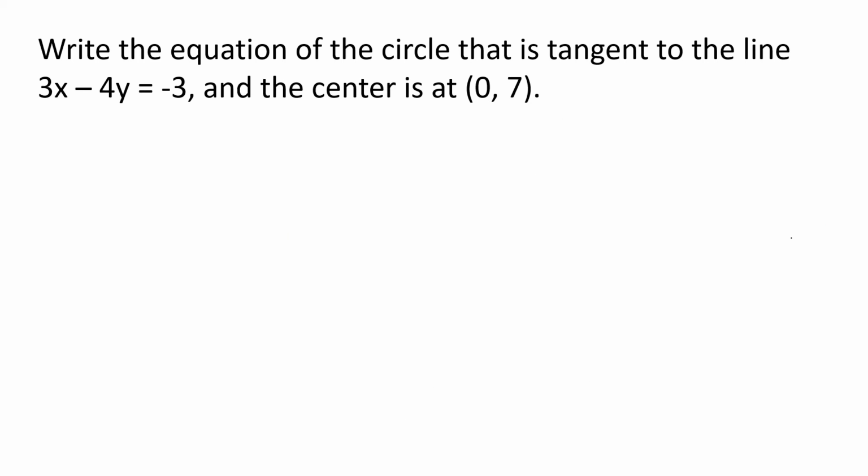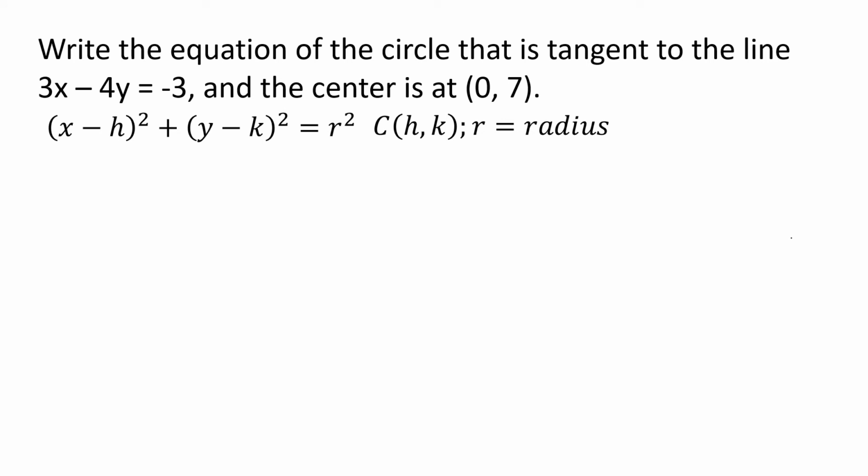There is another solution to this problem that is an easier one to use. So from the standard form of the equation of the circle, we know that we need to identify the coordinates of the center and the length of the radius to write its equation. From the given information, we have a circle that is tangent to the line, and the coordinates of the center is given.